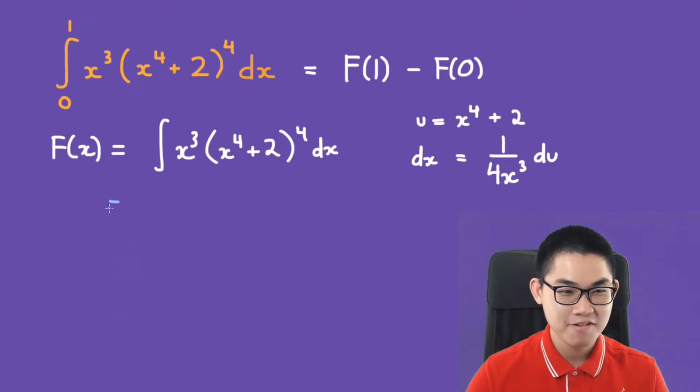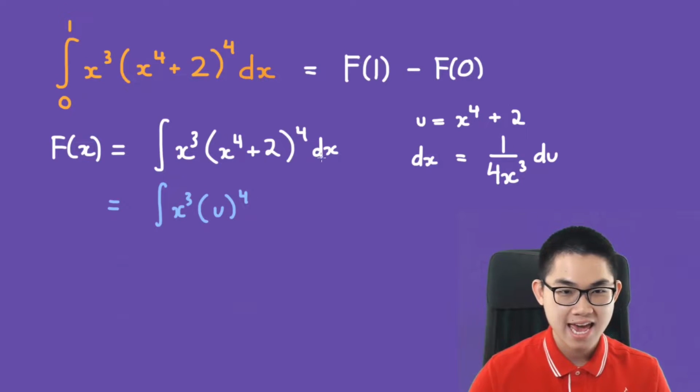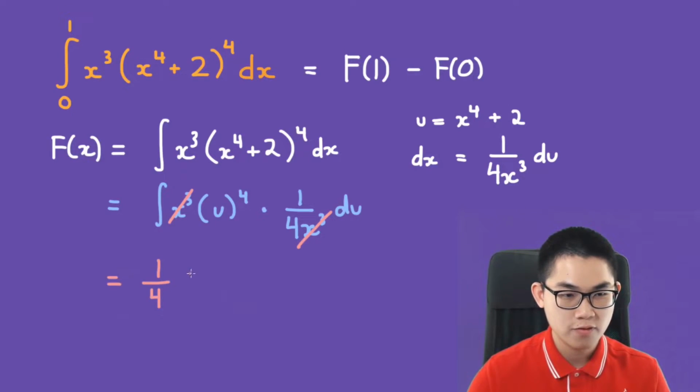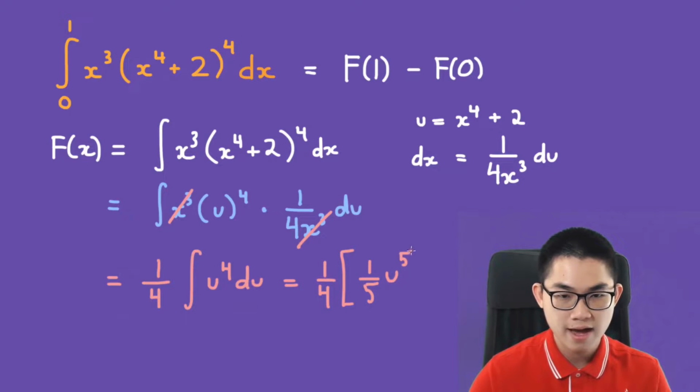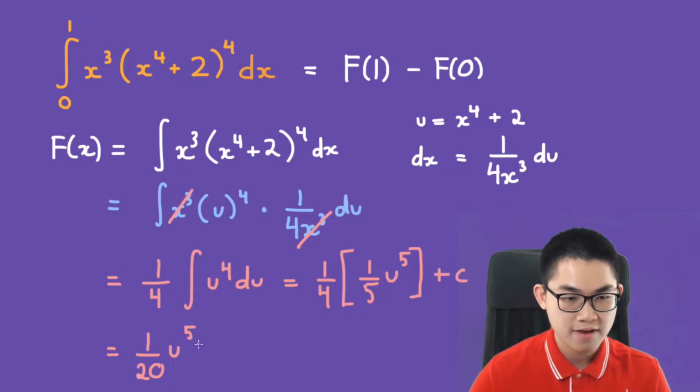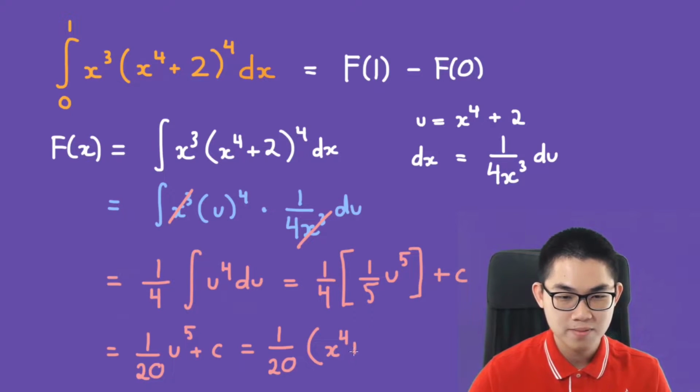So continuing on, f of x is x to the power of 3 times u to the power of 4. And dx is 1 over 4x to the power of 3 times du. And as you can see, the x to the power of 3's will cancel out. We have 1 over 4 times u to the power of 4 du, which is 1 over 4 times 1 over 5 u to the power of 5 plus c, which is basically 1 over 20 u to the power of 5 plus c. And that is 1 over 20 times x to the power of 4 plus 2 to the power of 5 plus c.